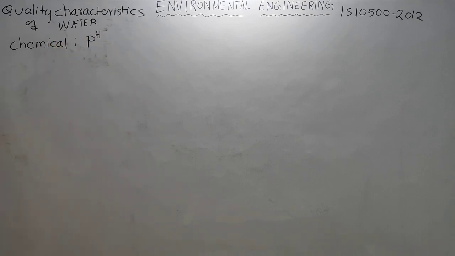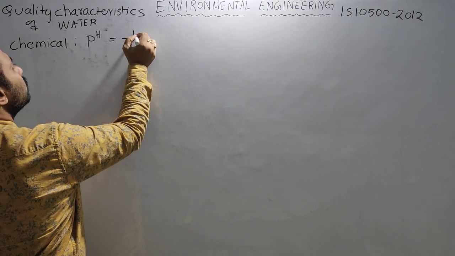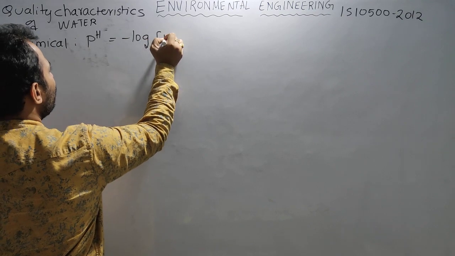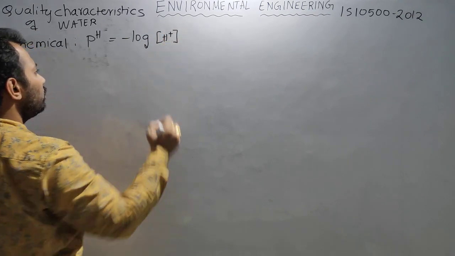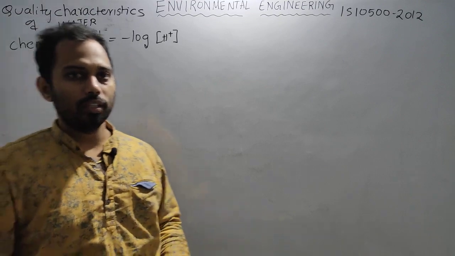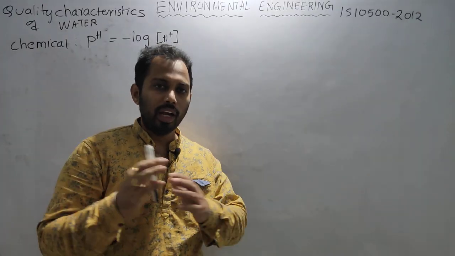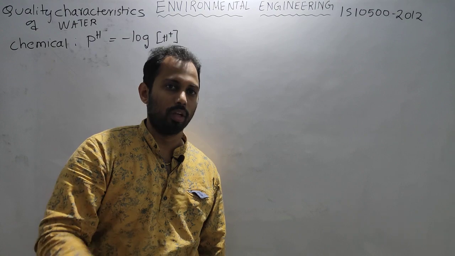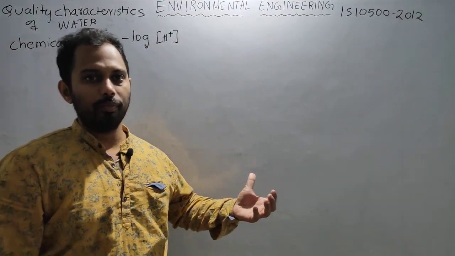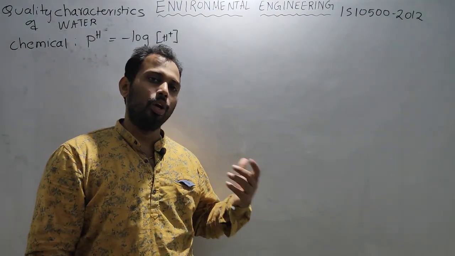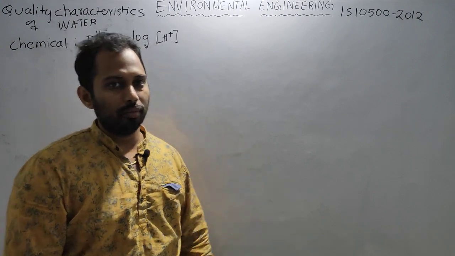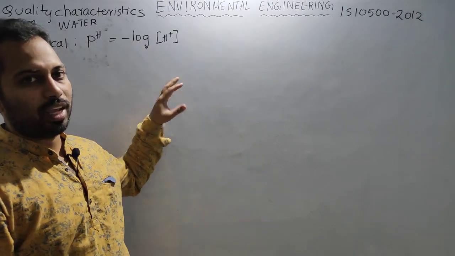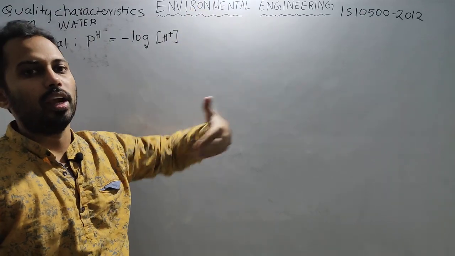See, pH is nothing but the negative logarithm of hydrogen ion concentration. So pH will tell you about the state of the water, whether it is in an acidic state, an alkaline state or a neutral state. So by looking at the pH of the water, we can assess the water quality.